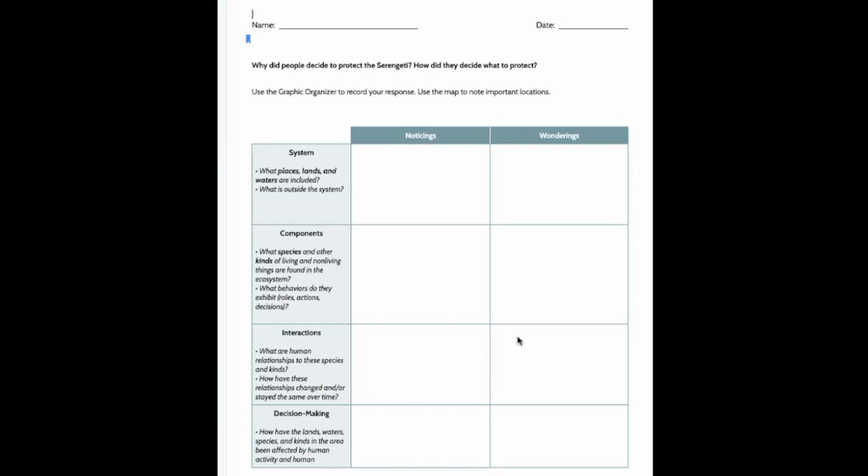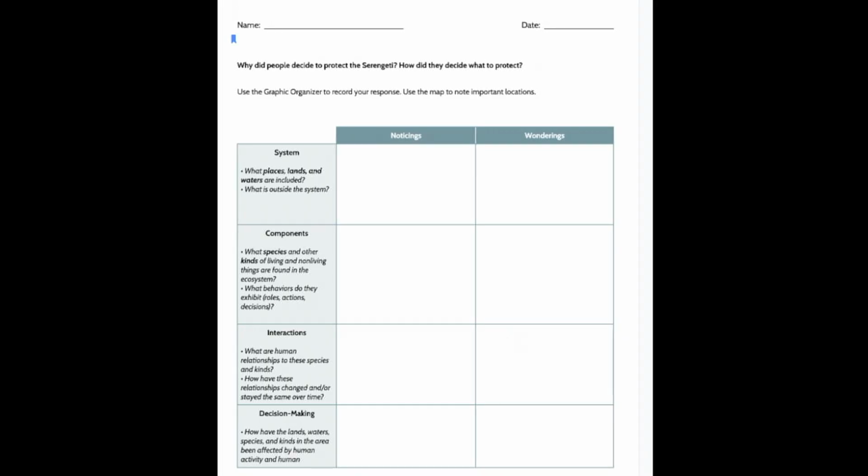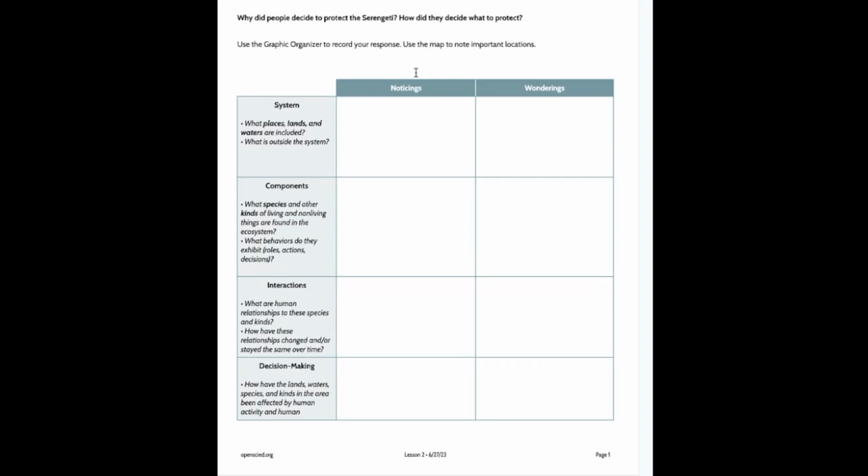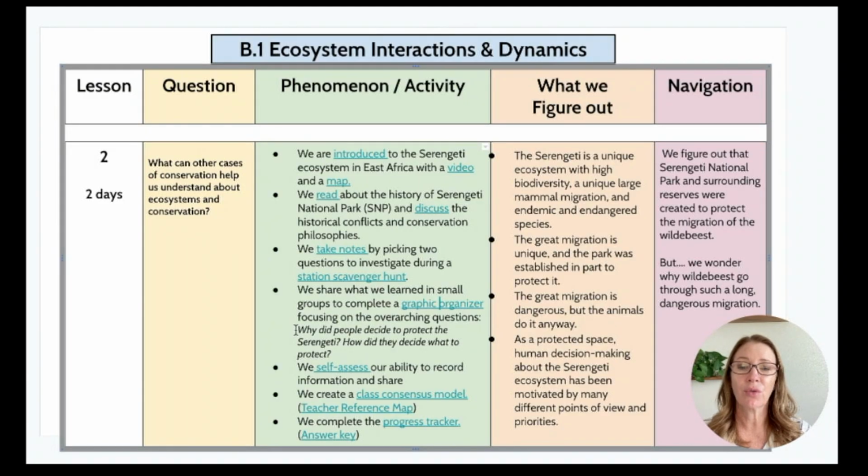So you can see that this graphic organizer looks similar to what was used in Lesson 1. It chunks the things into systems, components, interactions, and decision making. And so they're going to write down what they notice from what people share and what they wonder. All of this is really to focus on that overarching question of why did people decide to protect the Serengeti? How did they decide what to protect? These are kind of big questions that we can apply to any conservation effort and protection of land.